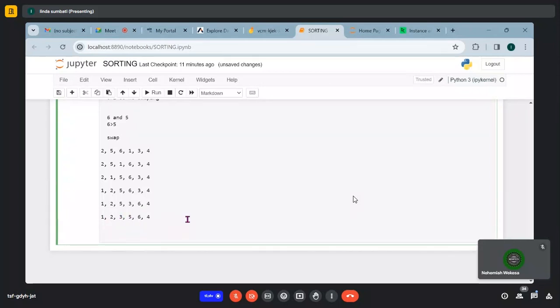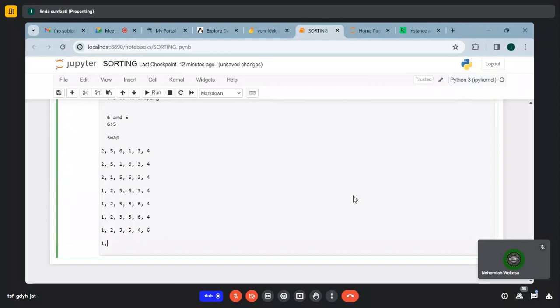Then it goes on. Now we have remaining 6 and 4. It compares 6 and 4. Is 6 greater than 4? Yes, that means 4 goes behind 6. Then it compares 4 to 5. Is 5 greater than 4? Yes, so it goes behind 5. Then it goes to 4 and 3. Is 4 greater than 3? Yes, so it cannot go behind 3. So it finishes and now the list is sorted. That is how insertion sort works.